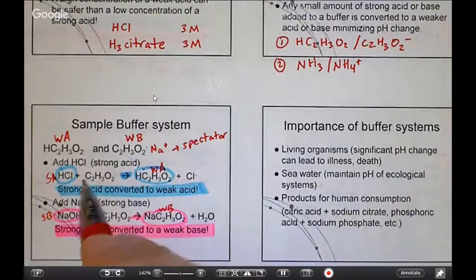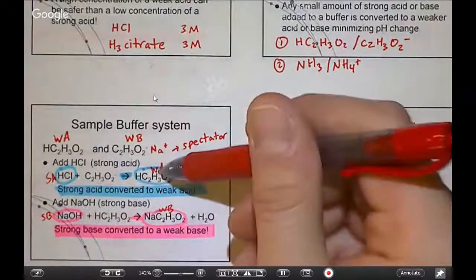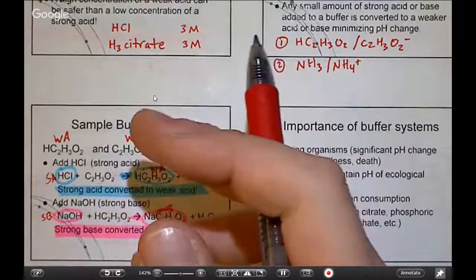And by doing so, even though having a strong acid or strong base could greatly affect the pH of a system, by putting it into a buffer, you convert it to something that's already in the buffer system, so you're not really changing the pH.